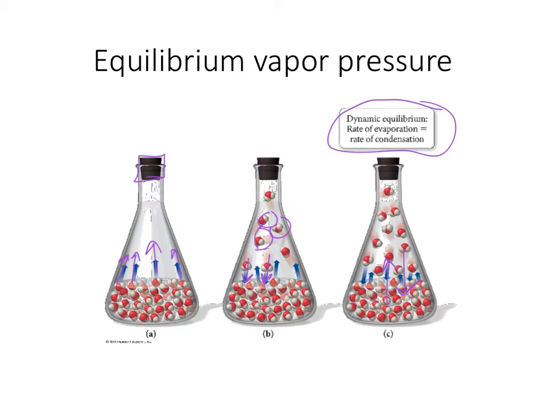So vapor pressure versus IMF. As IMF goes stronger, increased intermolecular forces, less liquid will evaporate. There's going to be in turn less vapor pressure. The stronger the molecular forces, the less it will evaporate, which means less vapor, and therefore lower vapor pressure.